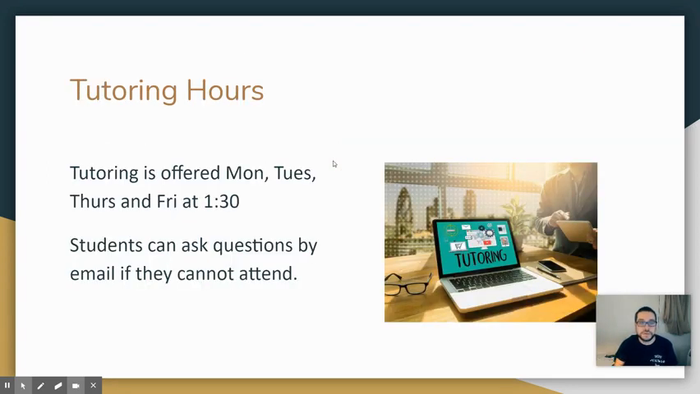Tutoring hours. Tutoring is going to be offered Monday, Tuesday, Thursday, and Friday at 1:30 each day. Students can ask questions by email if they cannot attend.